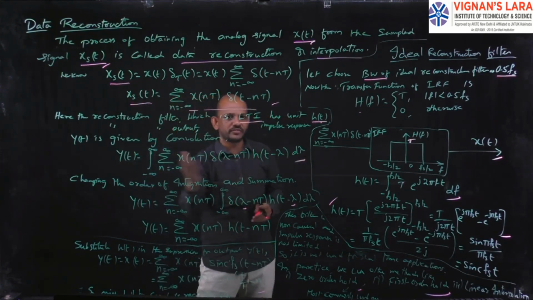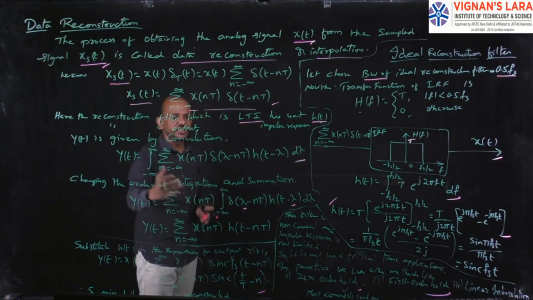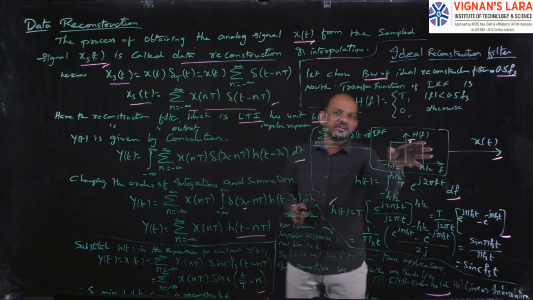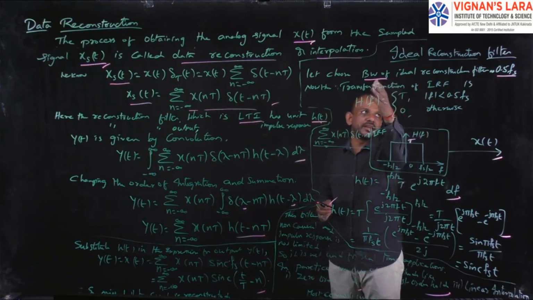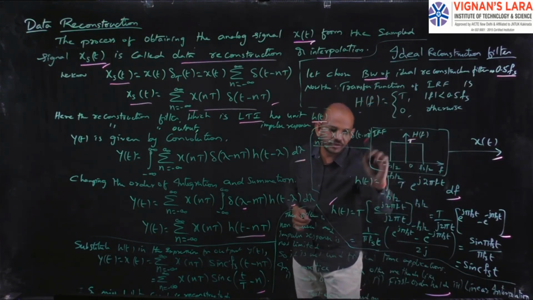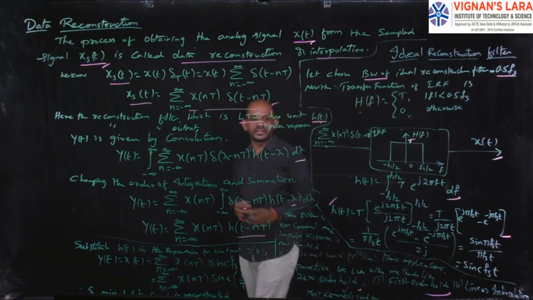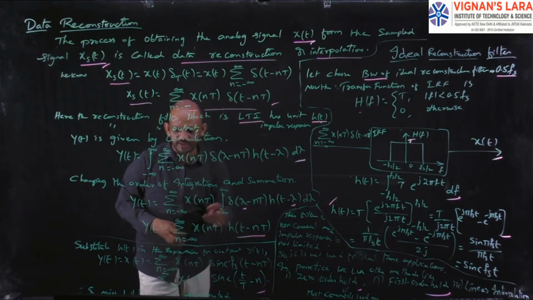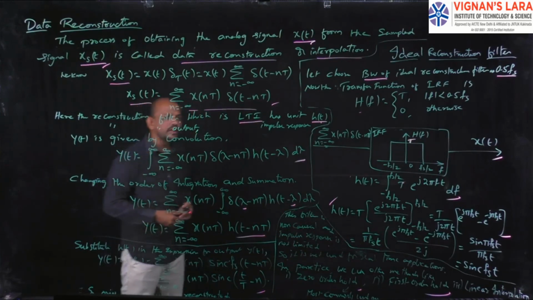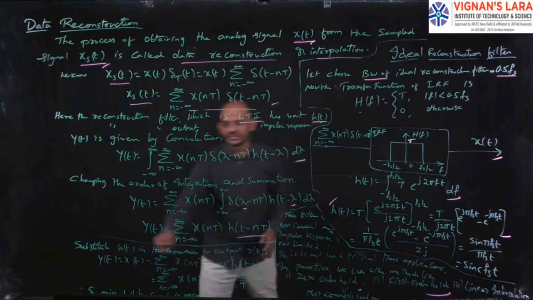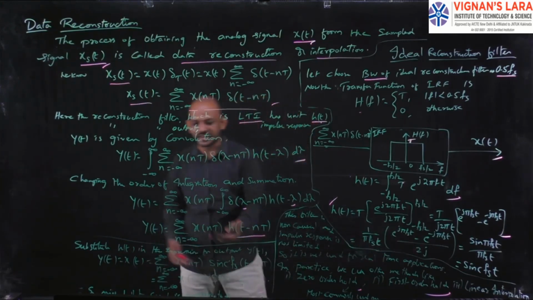So I went for the formula of convolution and changed the order of integration and summation. Here I got a value of h of t minus nT. For this I took an ideal reconstruction filter with the assumption of bandwidth 0.5 fs and a rectangular transfer function. There I got the h of t value as sinc fs t. Substituting that h of t in this equation, I finally got the original reconstructed signal; the output of the reconstruction filter is the input signal x of t.